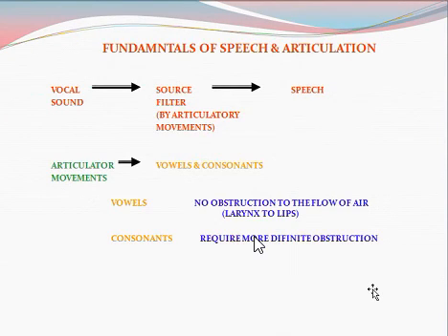The fundamentals of speech articulation. Vocal sound is modified from the source, filtered by the articulatory movements, and it turns into speech. The articulatory movements will produce different things, that is, vowels and consonants. For vowels, no obstruction to the flow of air will occur. The flow from the larynx to the lips is continuous, which will produce the vowels. Consonants require more definite obstruction. That means articulation is very, very important in the production of consonants.